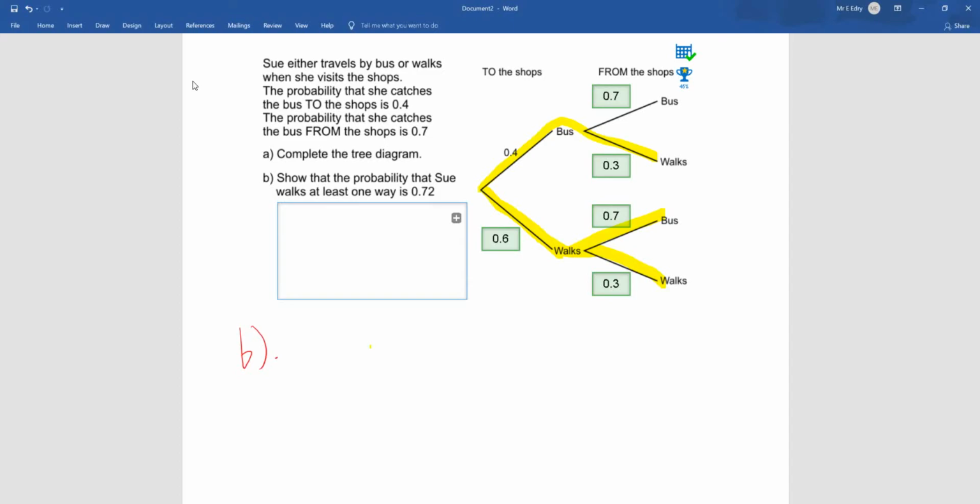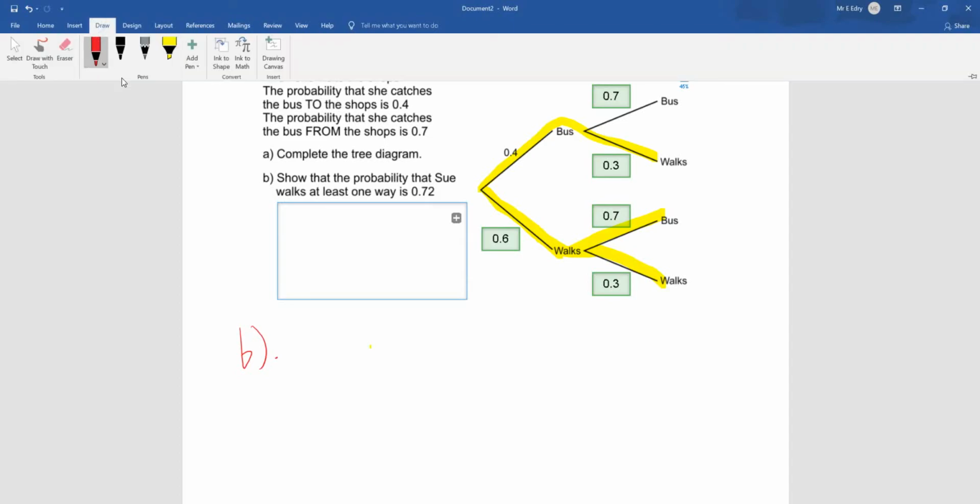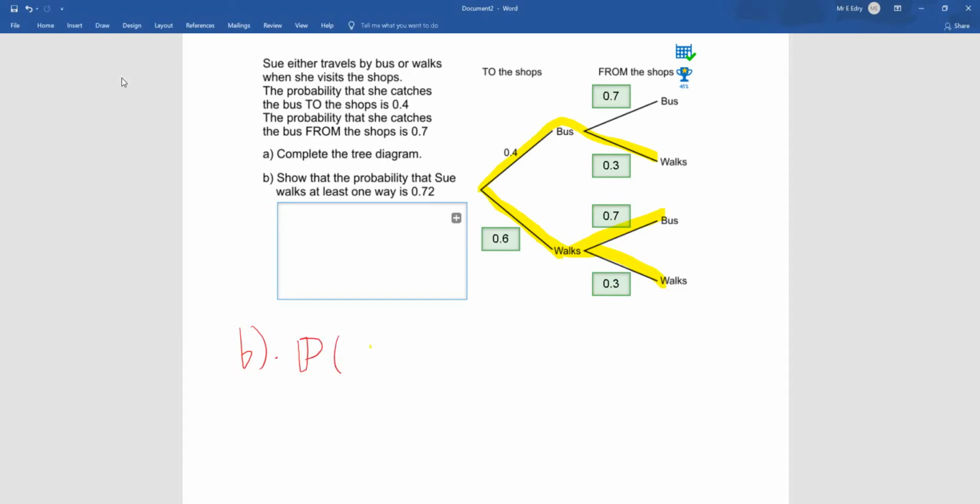So we can work out that probability by doing this. So we can say probability walks at least one way. This is probably the harder way of doing it, but it is a bit more straightforward. It just takes a bit more writing. So the probability that walks at least one way, that's the probability that she takes the bus to the shops, so bus to and walks from. So that's this first branch, or this first pair of branches, if you like.